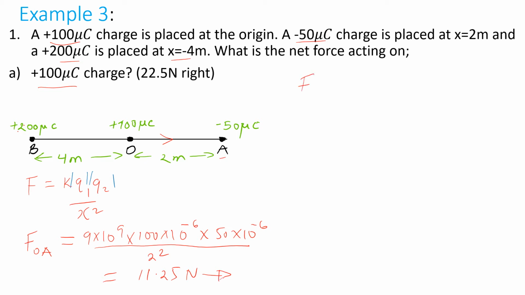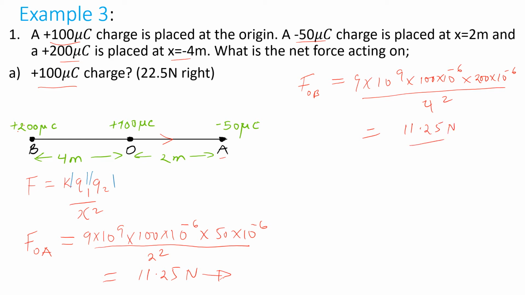Let's also get the force on O due to B. Force on O due to B, using the same formula, is going to be 9 exponent 9 times O, which is 100 exponent negative 6, and then B is going to be 200 exponent negative 6. The distance between them is 4, but squared. In this case, when you deal with O due to B, you're going to get 11.25 newtons. So it's 11.25 newtons, the force between O and B.